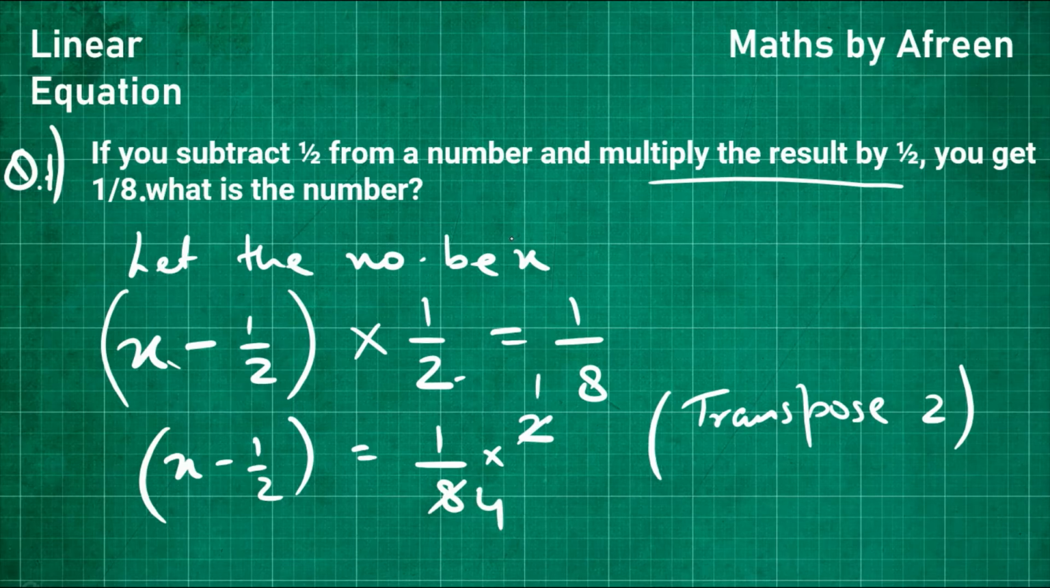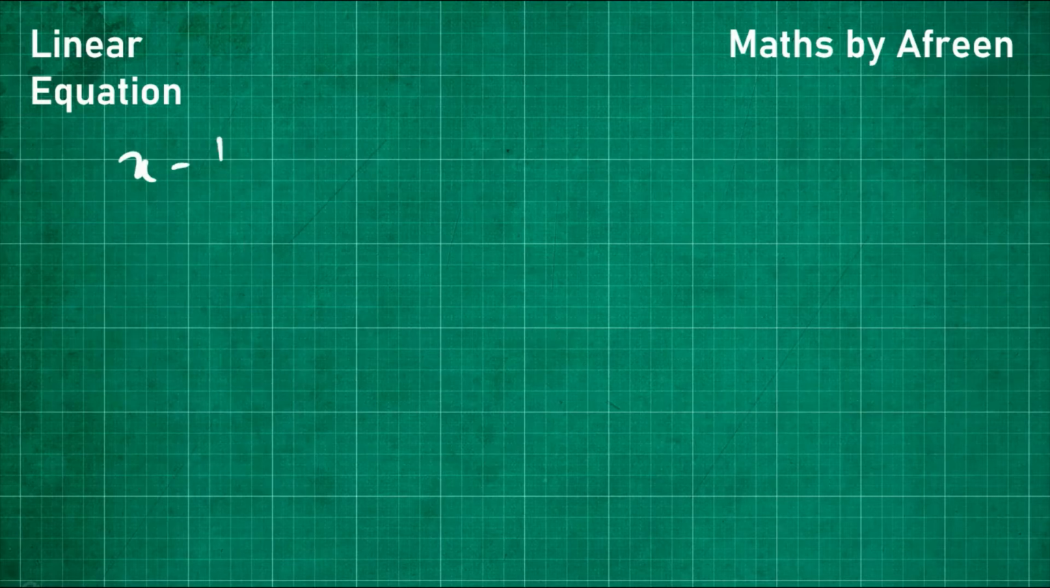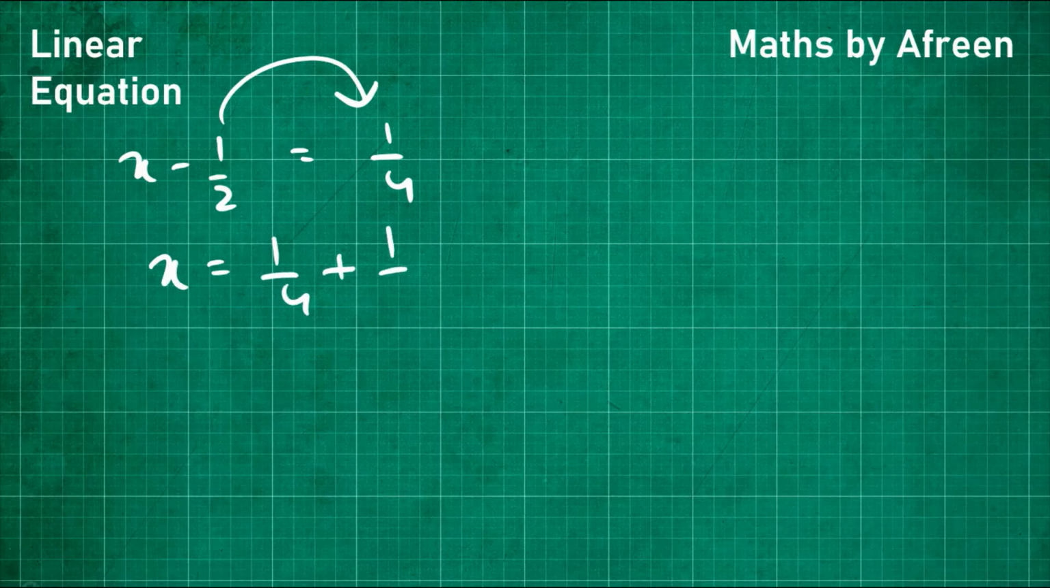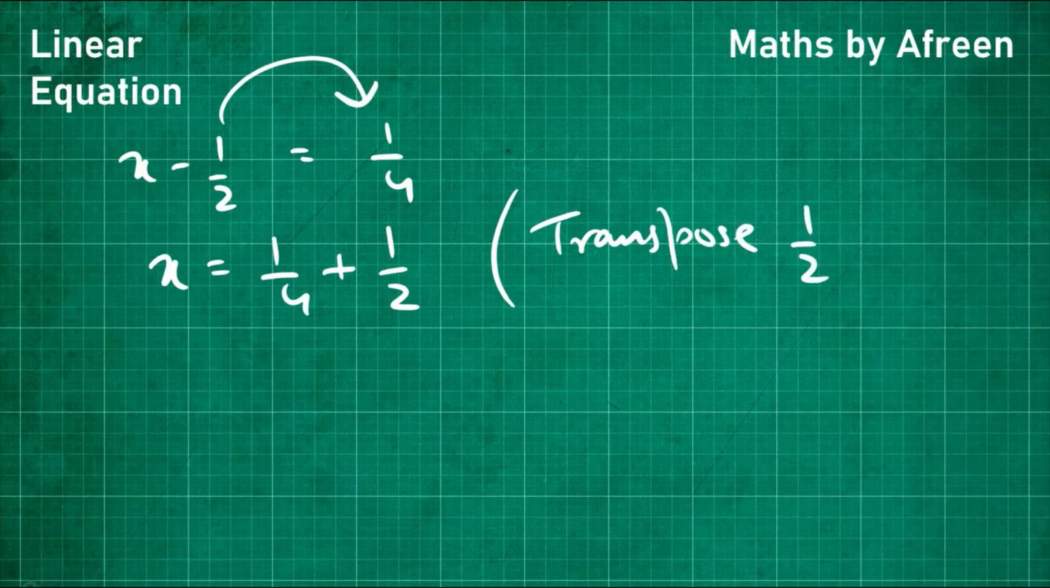So what we are getting now is x minus 1 by 2 equals 1 by 4. Now transpose this 1 by 2 from the left hand side to the right hand side to get the value of x. We will get 1 by 4 plus 1 by 2.